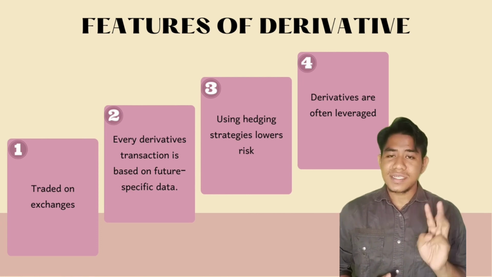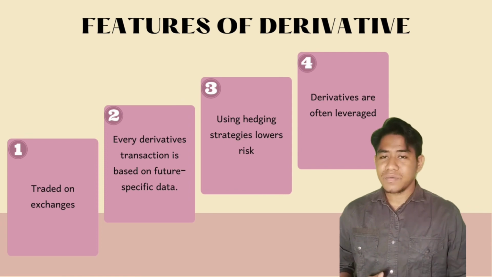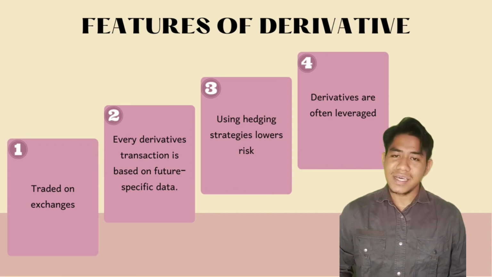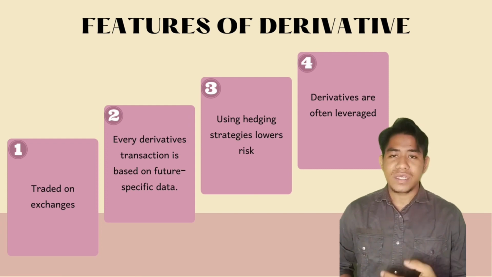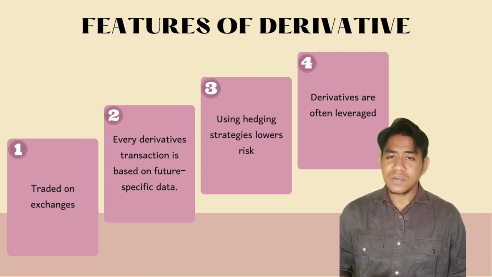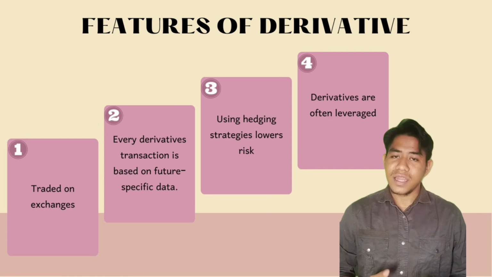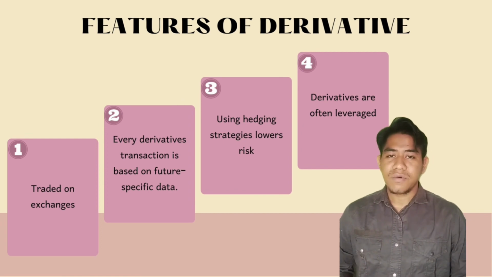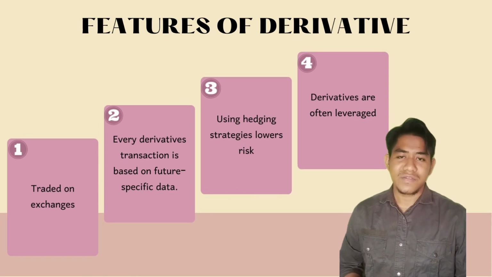Furthermore, the third element is the employment of hedging tools. Hedging is the process by which locals take steps to minimize or completely remove their exposure to exchange rate fluctuations resulting from transactions in foreign currency. Lastly, the instruments are often leveraged. It means that modest changes in the underlying value can result in significant variations in the derivative values.